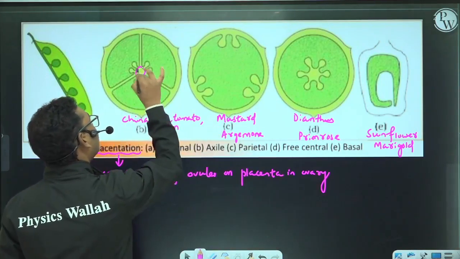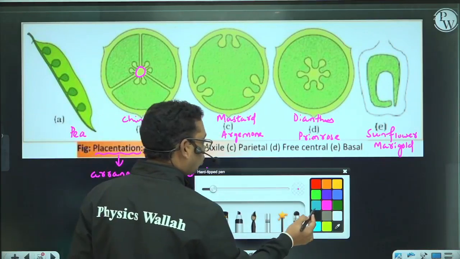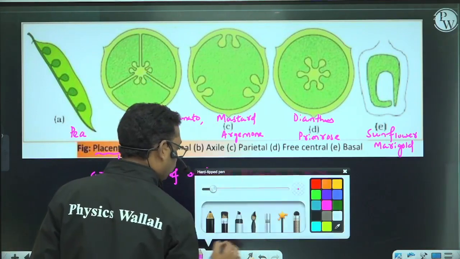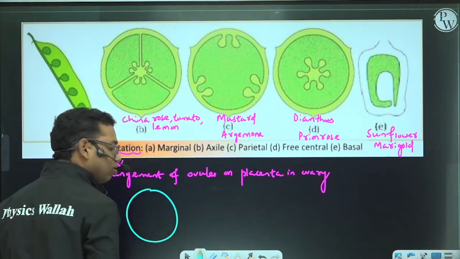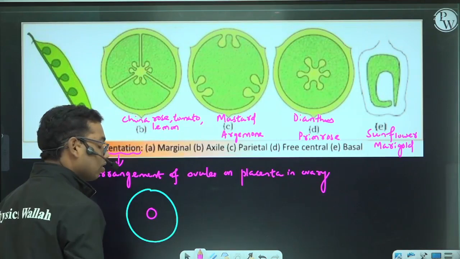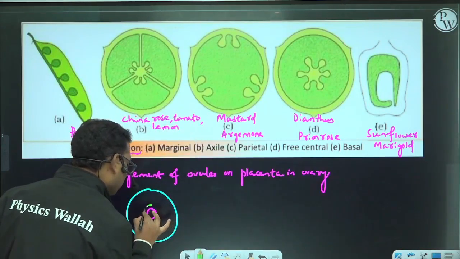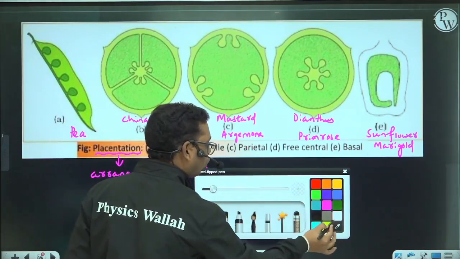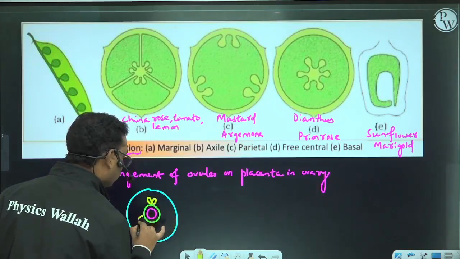So suppose this is the central axis, and around the central axis there will be placenta. So suppose let me draw here. Okay, so suppose this is the ovary, and suppose this is the central axis. Around the central axis, what will be there? The placenta will be there. So suppose this is the placenta. Okay, and here I'm going to draw the ovules. So suppose this is ovule. These are the ovules.